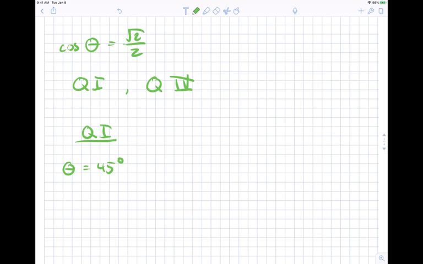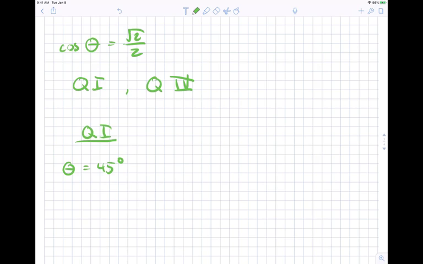Now, cosine repeats how often? How many degrees until cosine starts repeating again? 360, right? So every 360 degrees, cosine repeats. If we're at 45 degrees and we do a complete revolution, we're going to find another solution. Every time we do a rotation, either clockwise or counterclockwise, we get another solution. So the reference angle is 45 degrees.